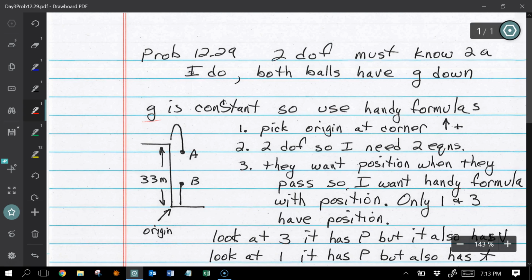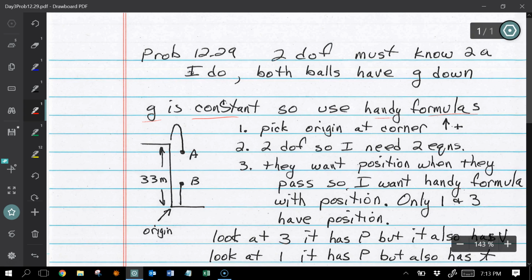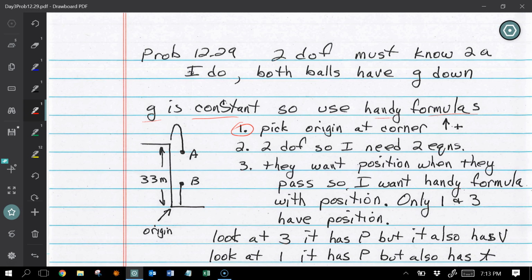So because g is constant, we're going to use the handy formulas that we had before, which you'll see in a minute. Okay, when you're setting this up and you need to be able to define position or anything else, first thing to do is pick an origin. You can pick any point as long as it's fixed. Your answers will be the same regardless of which origin you pick. So even if you pick an origin different from someone else, it'll work out.